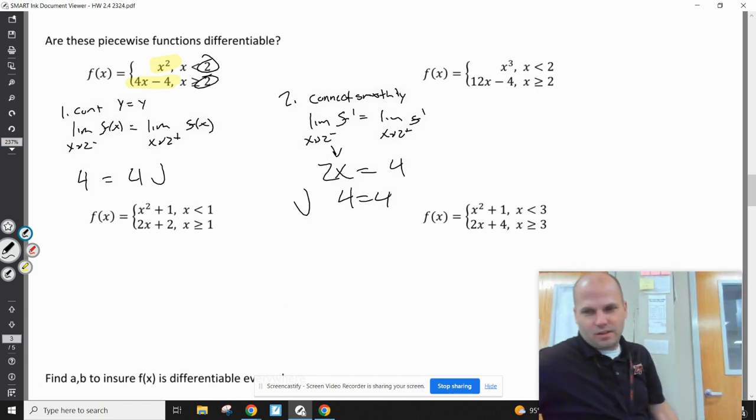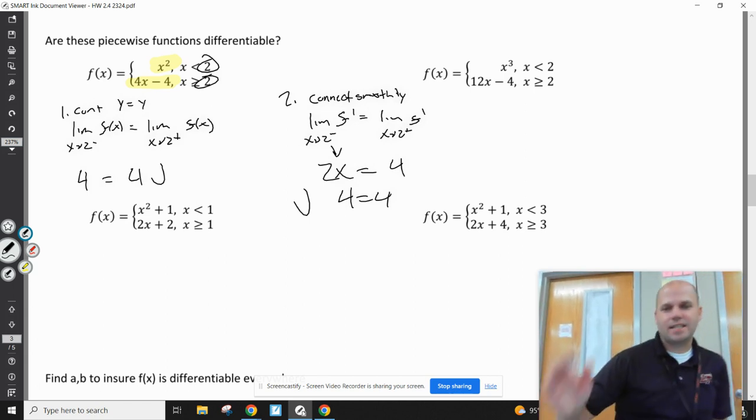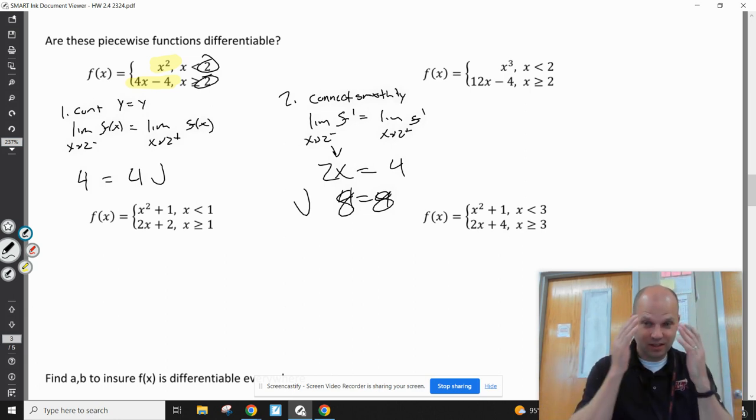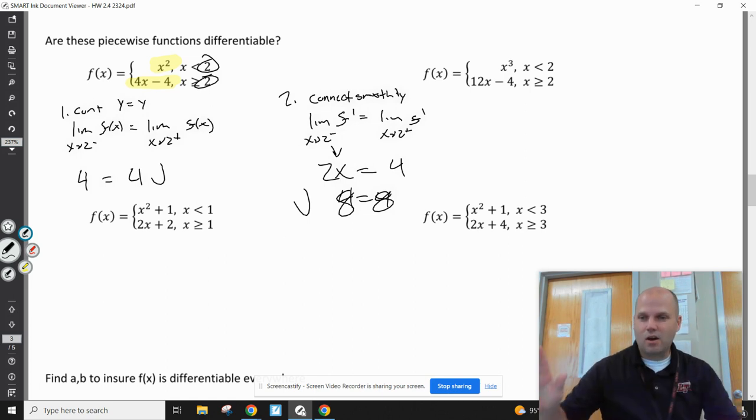Now, I don't like how we're getting the same y value and the same slope value. That's not always going to happen. So, like, this could have been 8 and 8, and then we'd be fine. It's like all 4 values don't have to equal. I hate when we get the same values. That hopefully won't happen again.